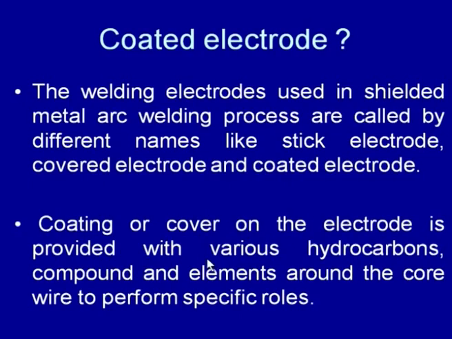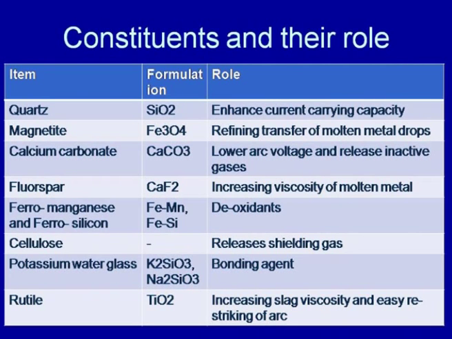So, coating or cover on the electrode is provided with various hydrocarbons. So, various hydrocarbons, their compounds and elements are provided all around the core wire to perform their specific role. The typical and commonly used constituents which are provided in the form of the coating material around the core wire are listed here, along with their specific role.